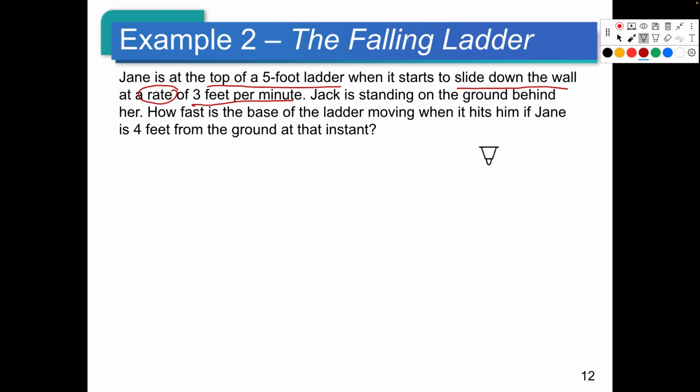If Jane is 4 feet from the ground at the instant... A lot of stuff. Where does everything go? Well, this is one where it's going to help if we draw a diagram.